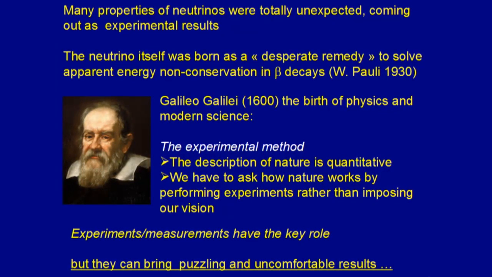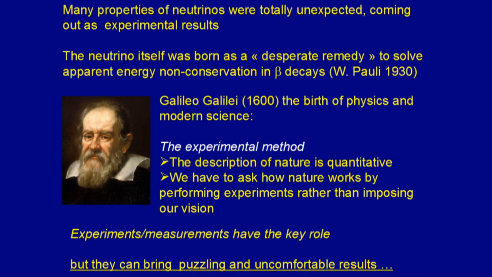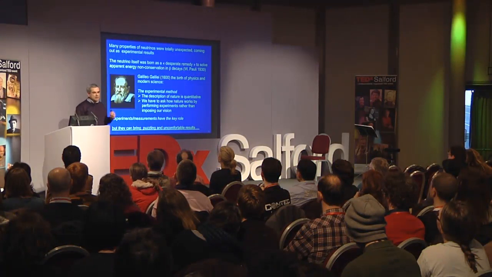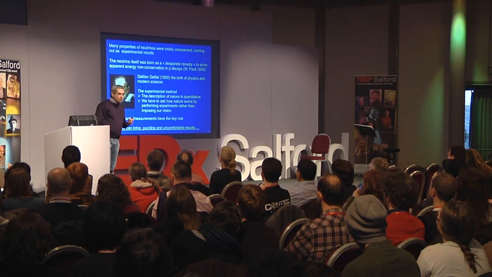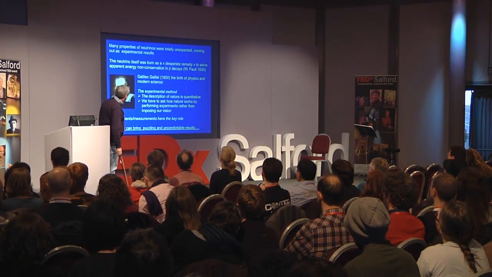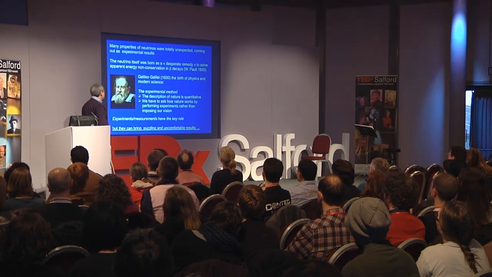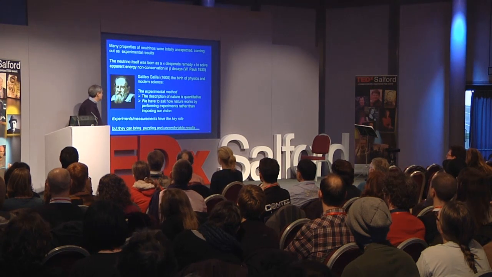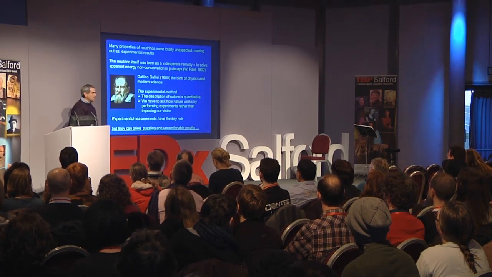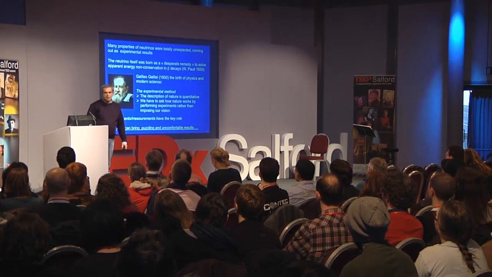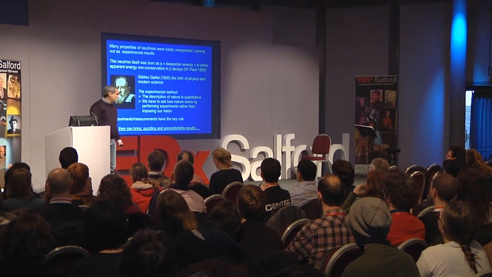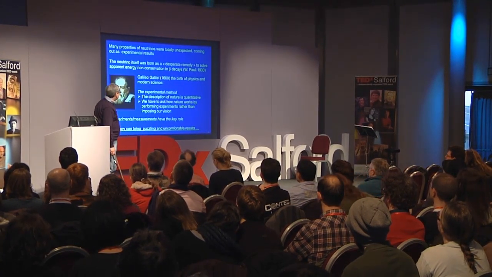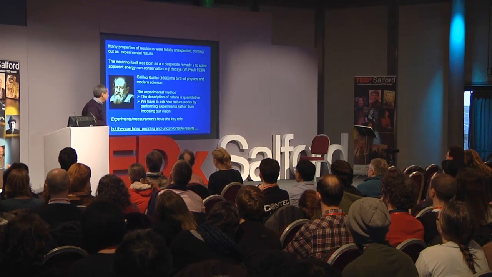Even the concept of the neutrino itself was born in 1930 as a desperate remedy to save the law of energy conservation, by the physicist Wolfgang Pauli. So we come back to what is inspiring our work since about the year 1600, when Galileo Galilei invented the experimental method, and this was the birth of physics and modern science.